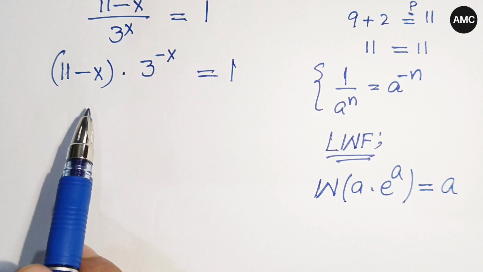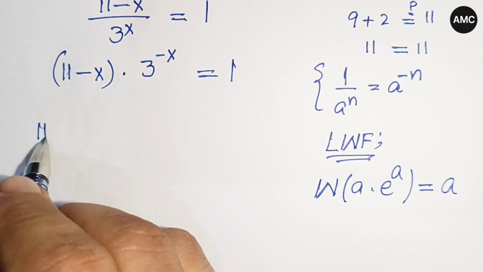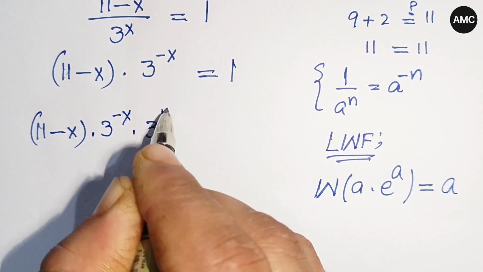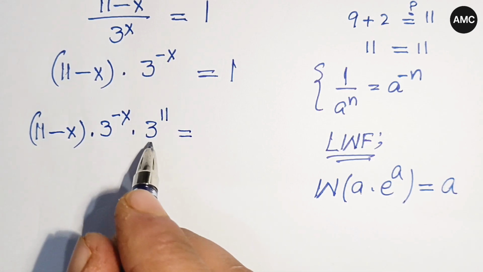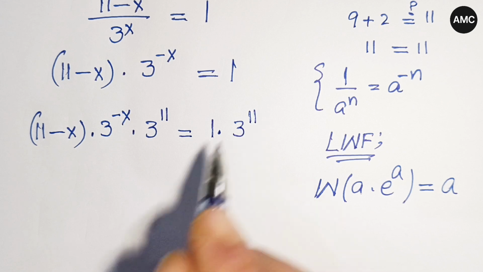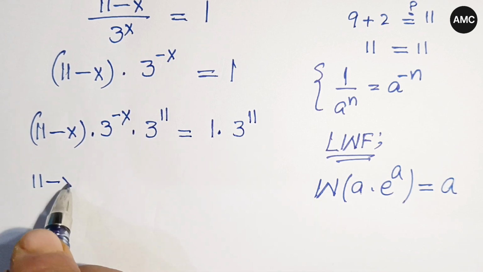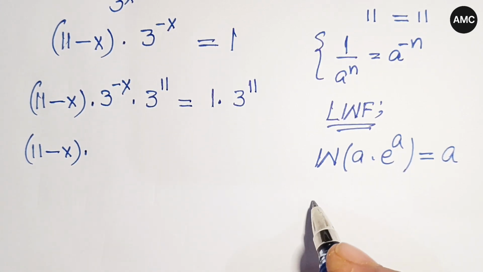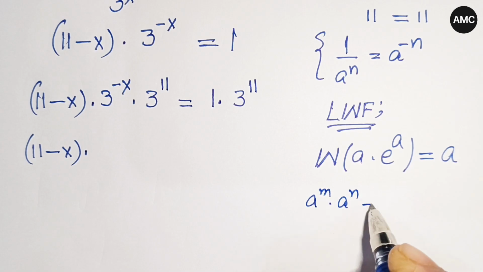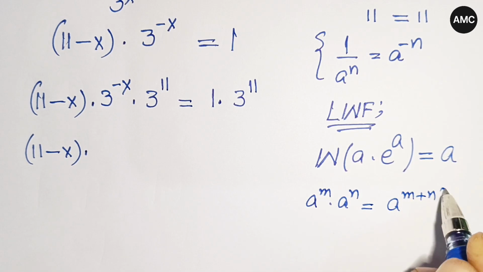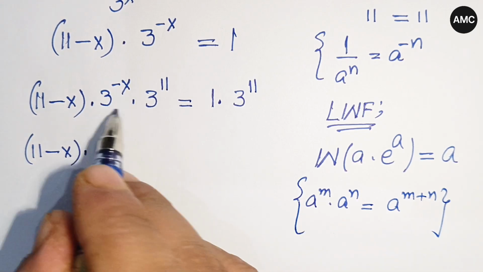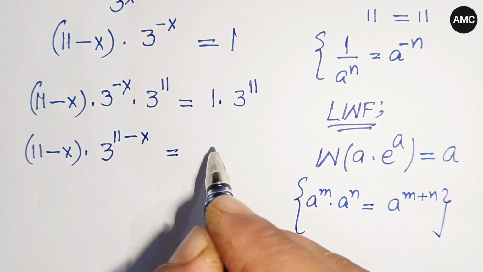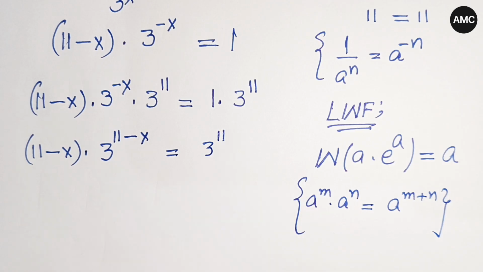First of all, we multiply 3 to the power 11 on both sides. So 11 minus x times 3 to the power minus x times 3 to the power 11 on the left hand side, and similarly multiplying on the right hand side. Now using the exponential identity, if we have a to the power m times a to the power n, it is equal to a to the power m plus n. Applying this identity, the bases are the same, so we have 3. We can write 11 minus x times 3 to the power 11 minus x is equal to 3 to the power 11.